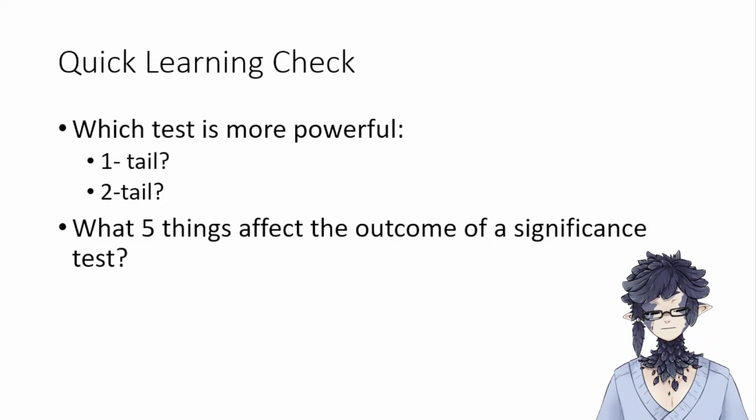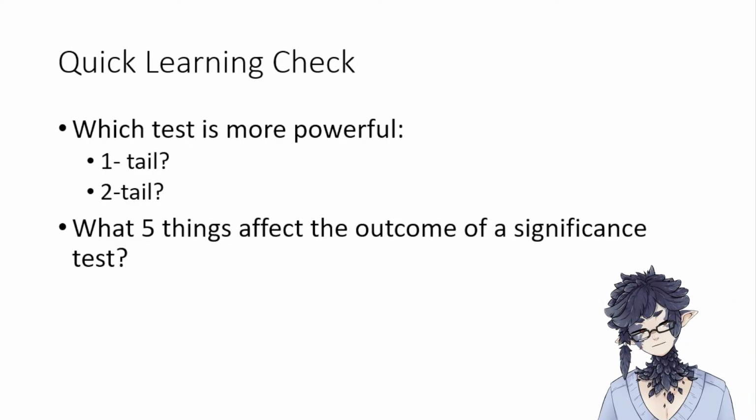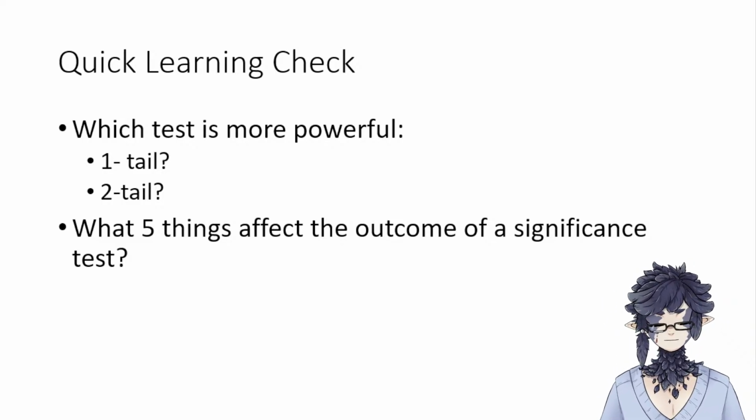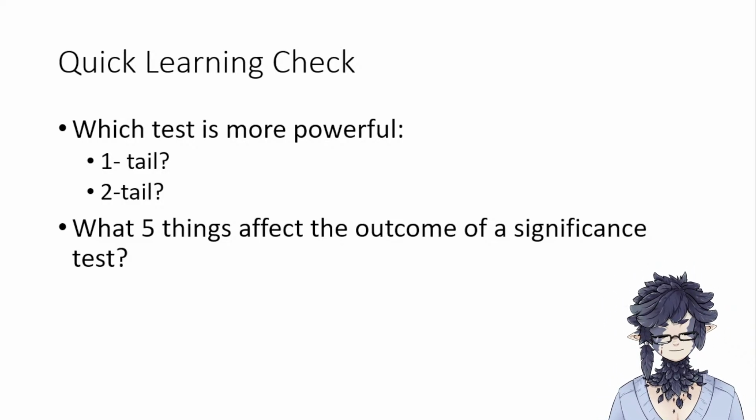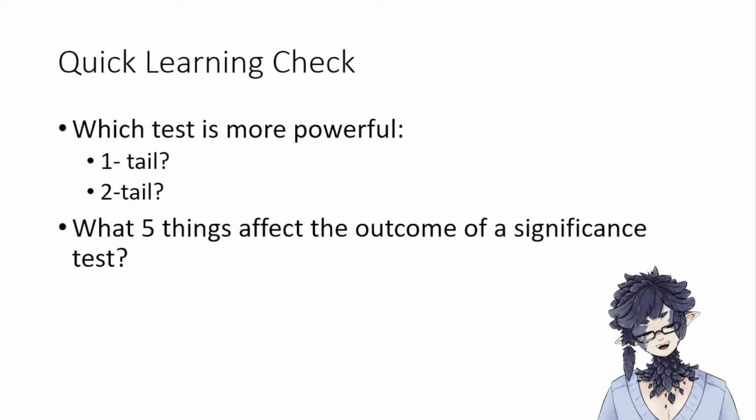A higher alpha level makes it easier to reject the null. A lower alpha level makes it harder to reject the null. So there's one. Anyone got another one for me?